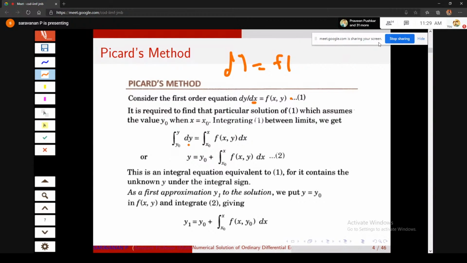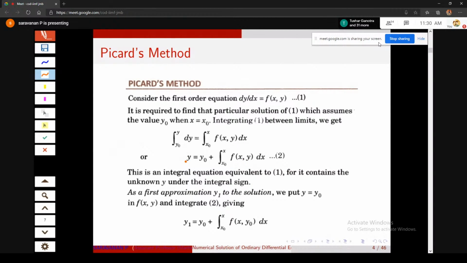And if I consider the left hand side, if I integrate dy, what is the answer? Y. What is the upper limit? Y. So if I substitute y, you will get y only, minus lower limit, y0. So you will get y minus y0 equal to this integral, or you can bring this minus y0 to the right hand side to get this. Y equal to y0 plus integral x0 to x f of x comma y dx.